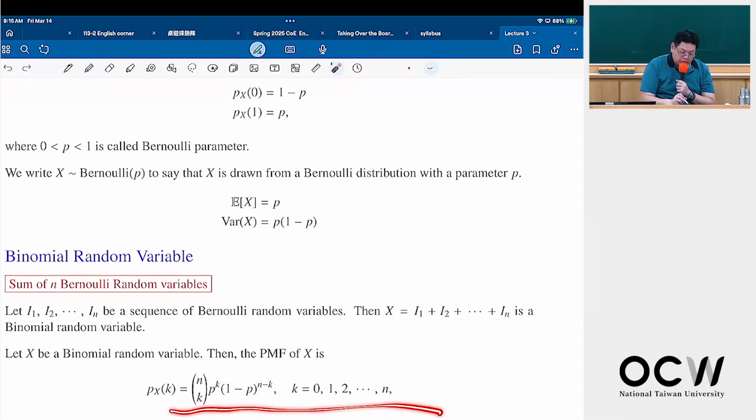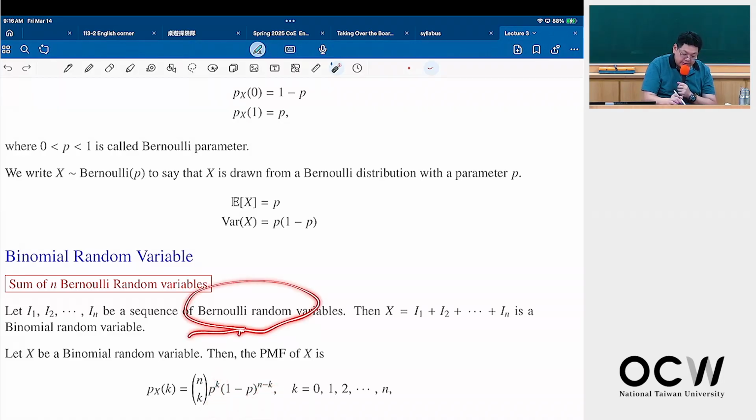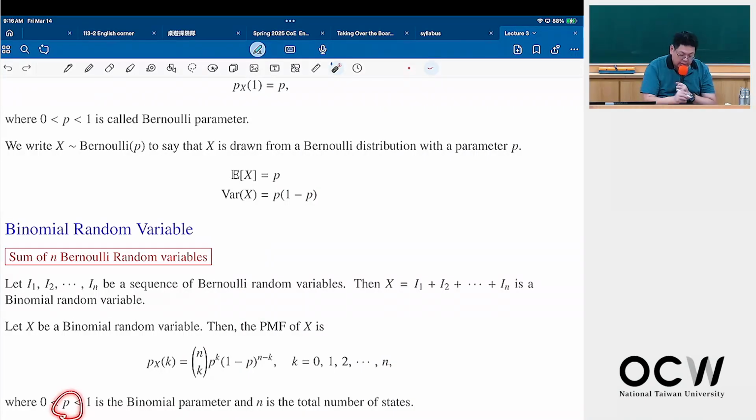So the PMF is n choose k, and to get a head I have P, and for a tail 1 minus P. So I have two heads and one tail. As I said, this is Bernoulli, because I have a head with P and a tail with 1 minus P for the PMF. This P is also a parameter, called the binomial parameter, and I also have an N, which is the total number of trials.